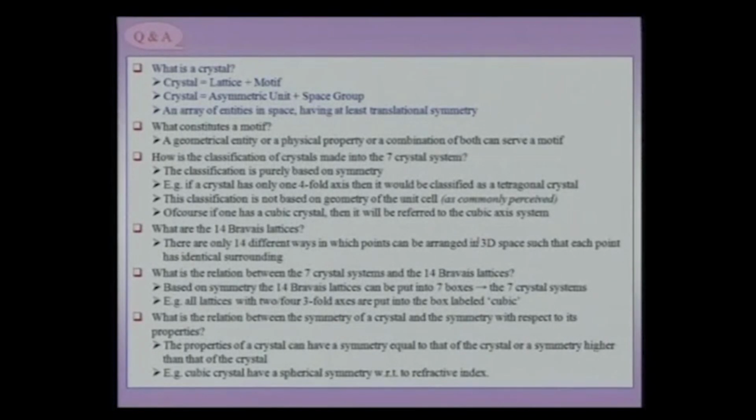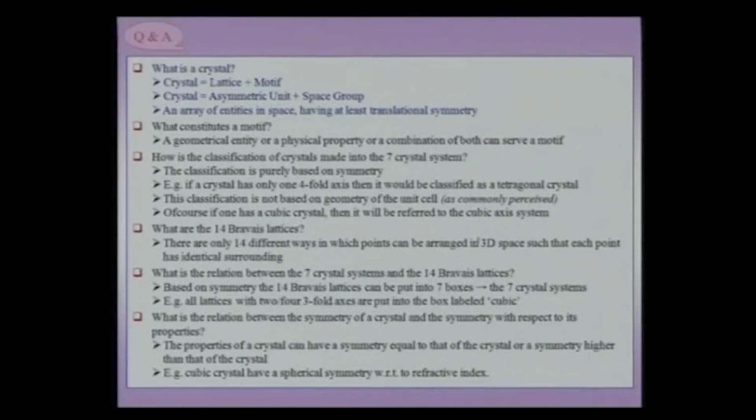How is the classification of crystals made into the 7 crystal systems? The classification is purely based on symmetry. Example, if a crystal has only one fourfold axis, then it would be classified as a tetragonal crystal. This classification is not based on the geometry of the unit cell as commonly perceived. Of course, if one has a cubic crystal, then it will be referred to the cubic axis system.